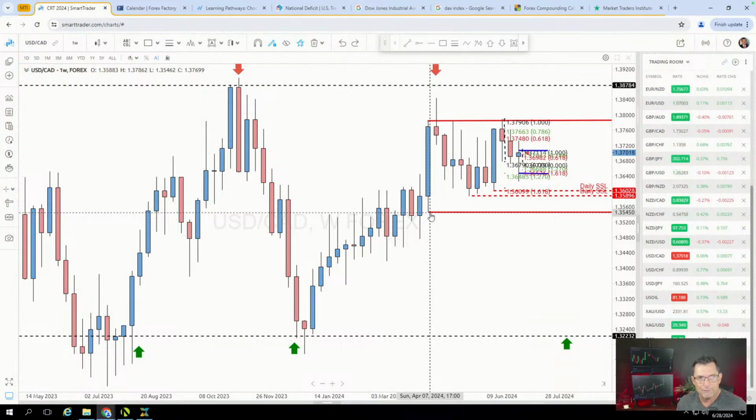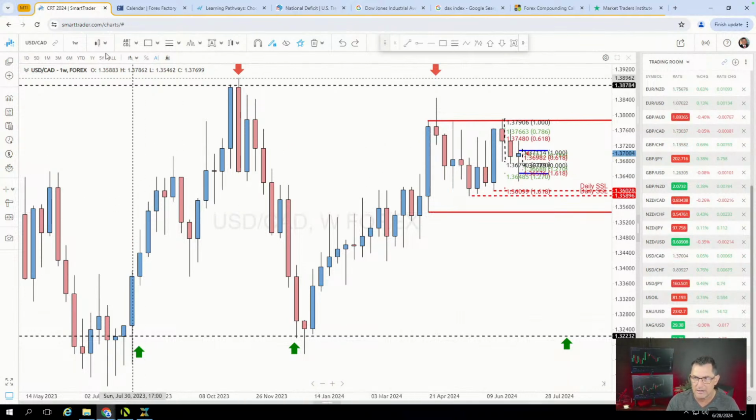So 135.45, give or take a few because we're buddies, is the level where we anticipate price to move to in the midterm. And so there is a draw of liquidity down to that level, which we're going to go ahead and identify.